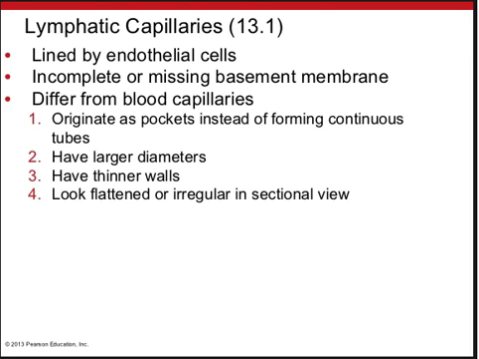The reason for the incomplete or missing basement membrane is to allow the fluid easy entry into the lymphatic system, and once inside, the difference in pressure locks the fluid in the lymphatic system until it makes it ultimately to a lymph node where it'll be filtered, checked for the presence of pathogens, and then released into the efferent capillaries or vessels, and eventually will rejoin the circulatory system at the thoracic or the right lymphatic duct.